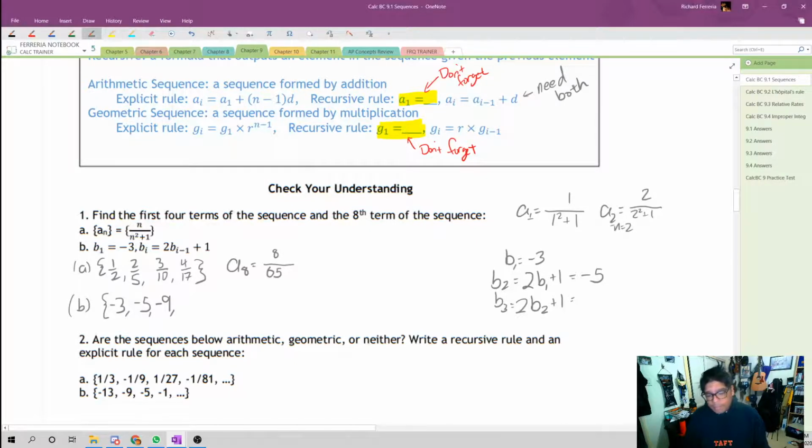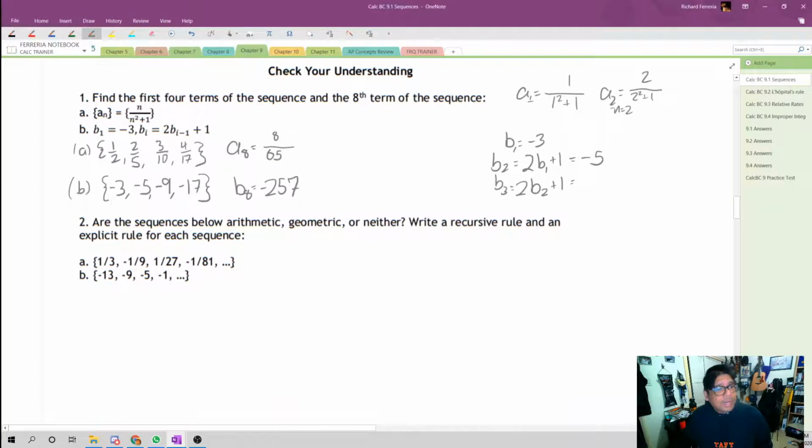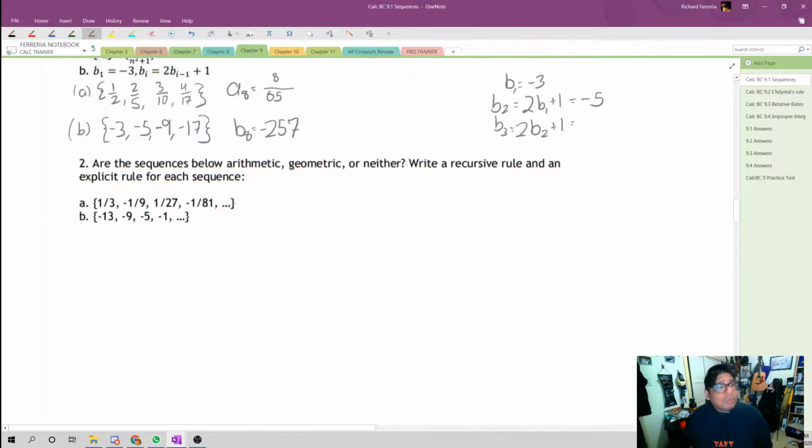And then we keep on going. If you went all the way to the end here, you would have seen that B8 is equal to negative 257. So quite a lot. Now, for part 2, do we have an arithmetic, geometric sequence or neither?